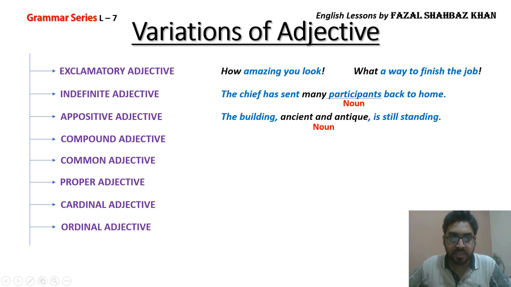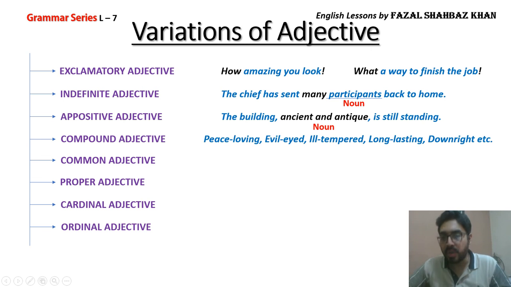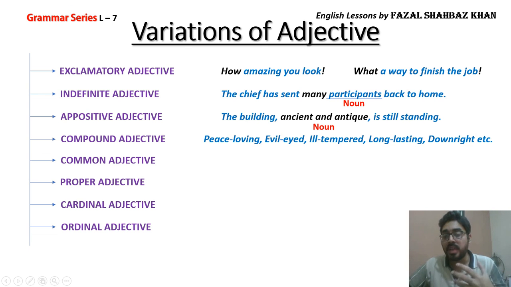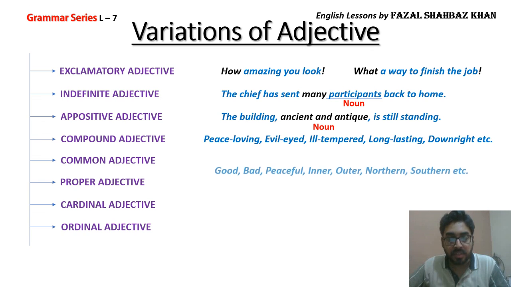So the next is the compound adjective. As you can see in the examples here, peace-loving, both are words either joined together by a hyphen or solidly. As you can see, evil-eyed, ill-tempered, long-lasting, never-lasting, everlasting, warlike. These are more examples. Downright, which means complete or total, etc. Now, sometimes we have a hyphen in between the two words, or sometimes we skip the hyphen. So these may be the examples.